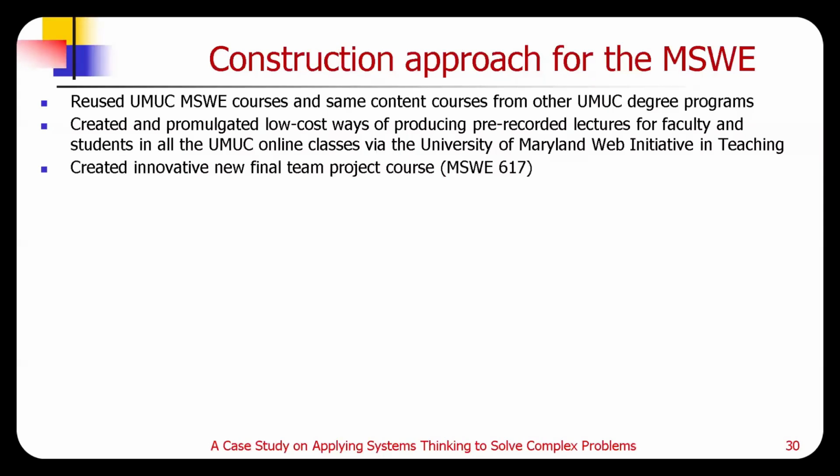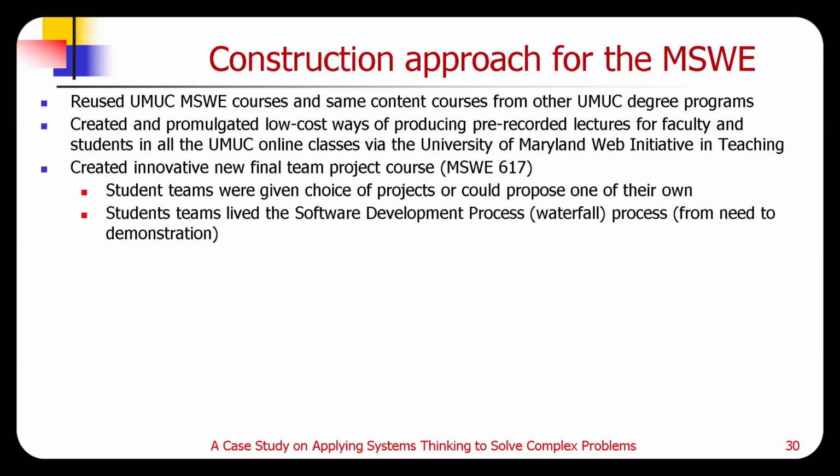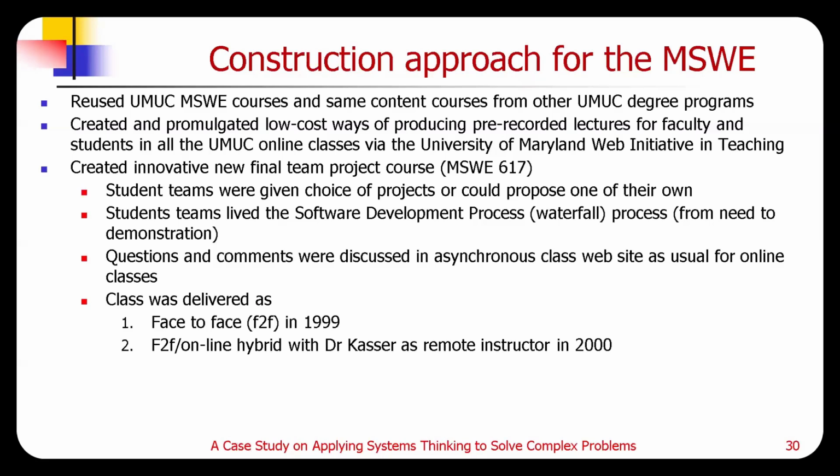I created the innovative new Final Team Project course, MSWE 617. Students were given the choice of projects, or they could propose one of their own. In one of the classes, one of the students worked in the Secret Service in the White House. His project dealt with a system the Secret Service used for scheduling agents on protection details. They were currently using a whiteboard, and he proposed to use the distributed computer network to schedule and inform the agents about the trips. The students' teams lived the software development process in the form of the waterfall from need to demonstration. Questions and comments were discussed in the asynchronous class website as usual for online classes, and I showed you an example. The class was delivered as face-to-face in 1999 and face-to-face online hybrid with myself as the remote instructor a year later in 2000.